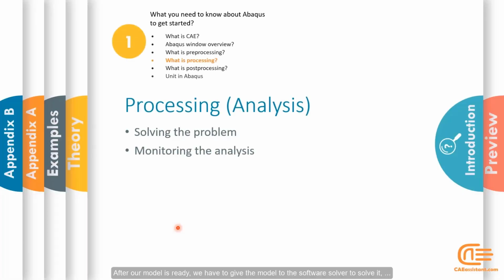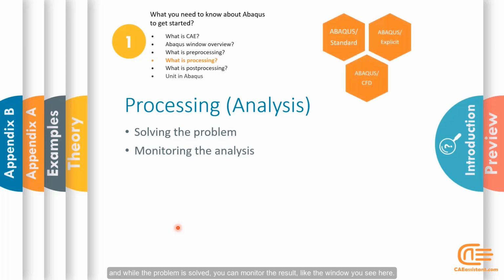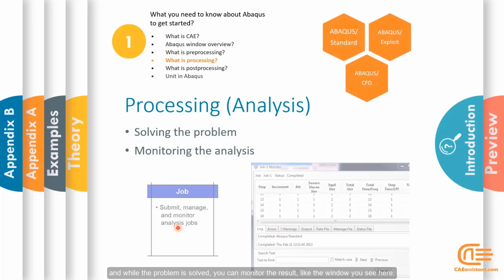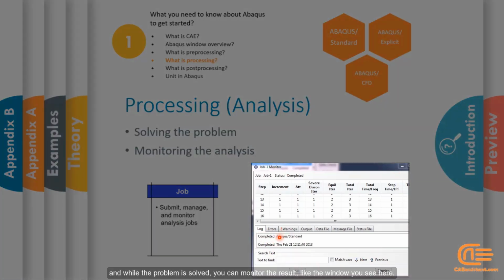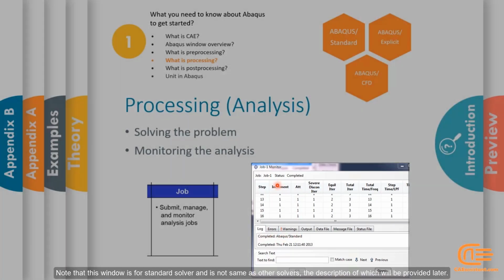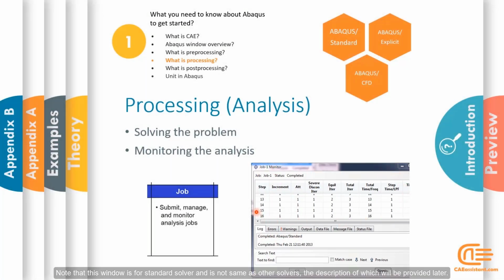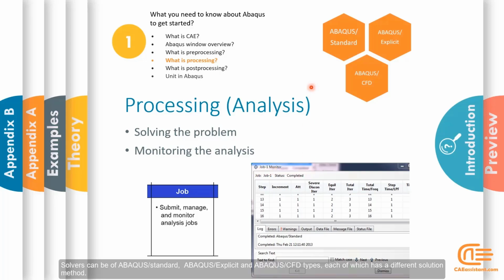After our model is ready, we have to give the model to the software solver to solve it. And while the problem is solved, you can monitor the result, like the window you see here. Note that this window is for the standard solver and is not the same as other solvers, the description of which will be provided later. Solvers can be of Abaqus Standard, Abaqus Explicit, and Abaqus CFD types, each of which has a different solution method.